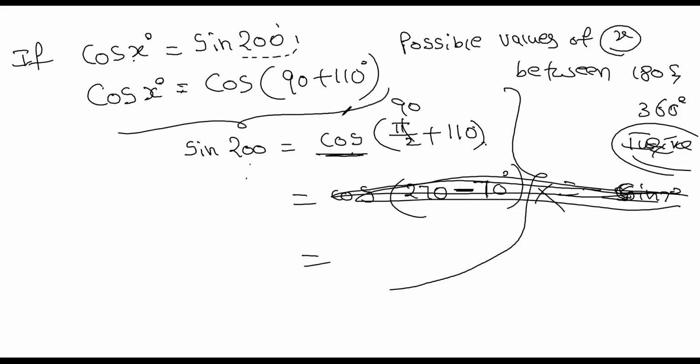When you solve like this, what is the value of x you will get? For the first one, cos of 90 plus 110 gives what? cos 110, right? But we need sine 200, so we can't write it like this.